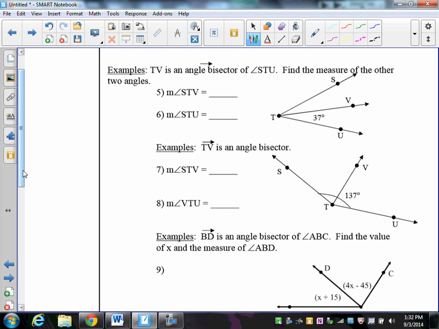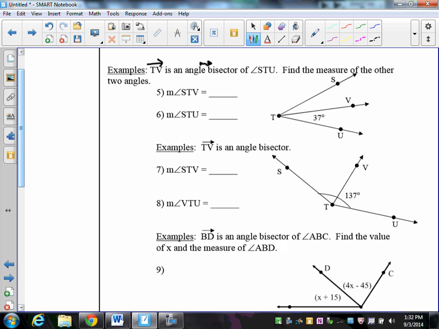So let's take a look at the back side of this page. We say TV is an angle bisector. So this right here is supposed to go here. So ray TV is an angle bisector of angle STU. Find the measure of the other 2 angles.